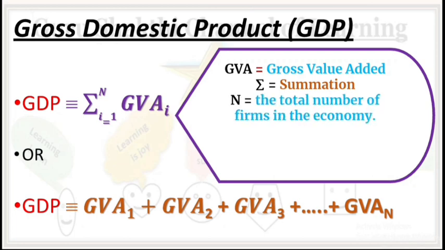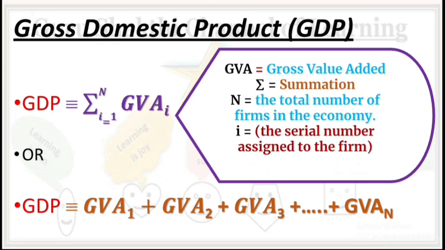N stands for the total number of firms in the economy, or it could also be told that it is the serial number of the last firm. I represents the serial number assigned to the firm.